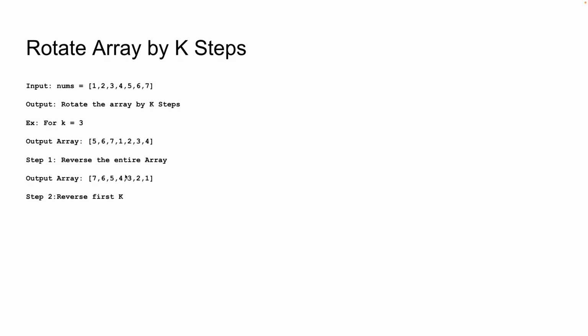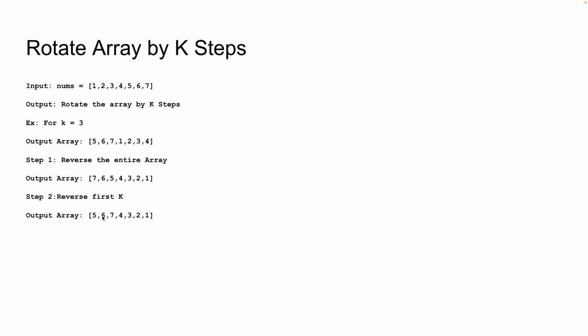The second step is, once I reverse this, is this the outcome? No, this is not the outcome. The outcome is expected like this. So the next step is, I'll rotate the first k elements. K is nothing but three elements. I'll reverse these numbers again. The 5 will come here, 7 will go here, and 6 will remain as is in the middle.